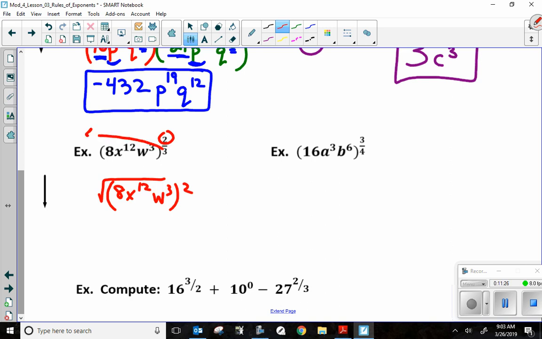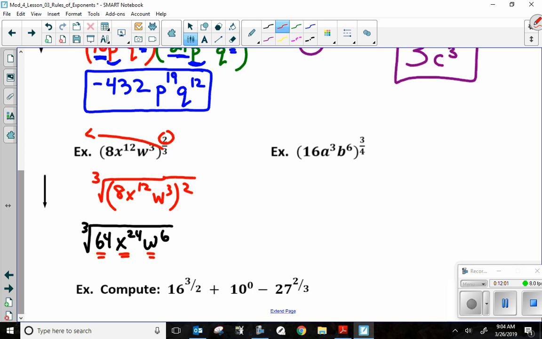The bottom comes out. So I'm going to apply my 2 first. I'm going to square everything first. So that's the cubed root of 2 times 8 is 64. X to the 12, 12 times 2, because it's 12 raised to 2, is 24. And w, 3 times 2 is 6. Now, I've got to take the cubed root of each one of these individually.